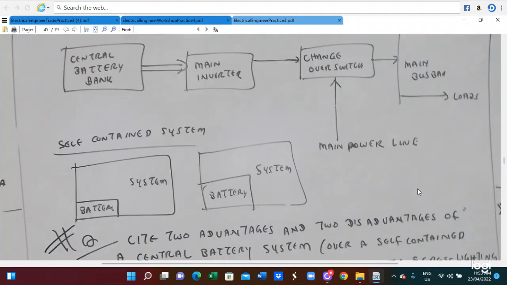The self-contained system is where all the battery units are individual units included in the system and the battery.